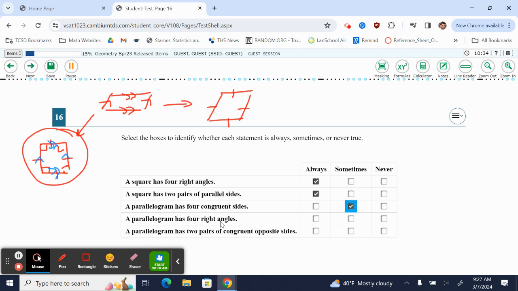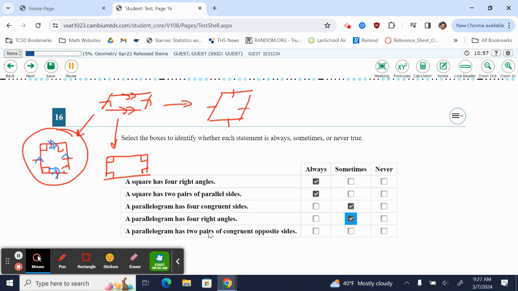A parallelogram has 4 right angles. Again, if you look at this parallelogram up here, this is not always true. However, if you are a square or if you are a rectangle, which is also a parallelogram, it also has 4 right angles. It just doesn't have 4 congruent sides like a square. But these are 2 examples where a parallelogram does have 4 right angles. So that is sometimes true.